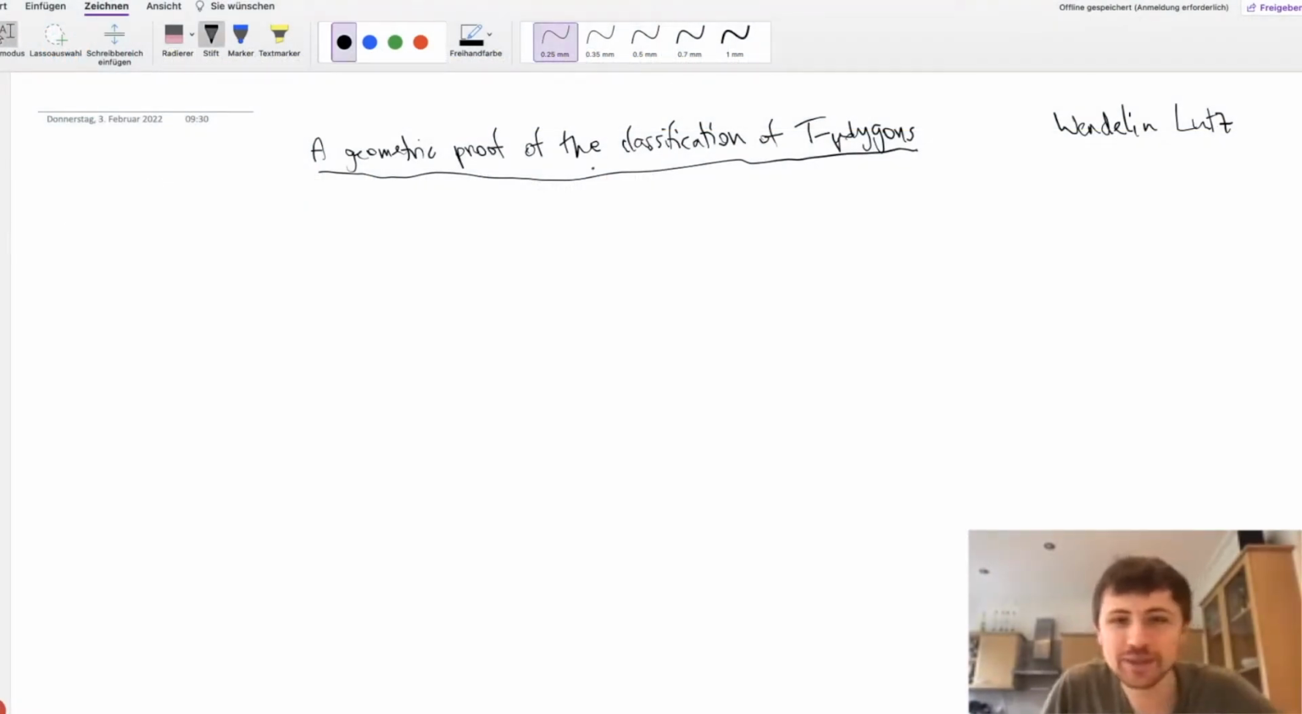Let me start by giving a little bit of background about what T-polygons are and why we should care about their classification. So that's the introduction, let's say.